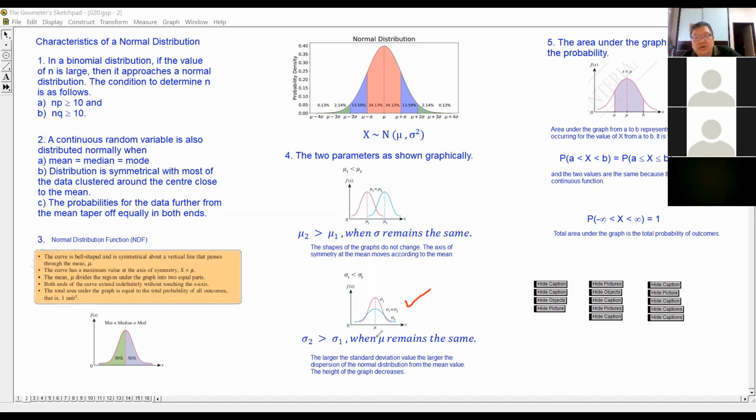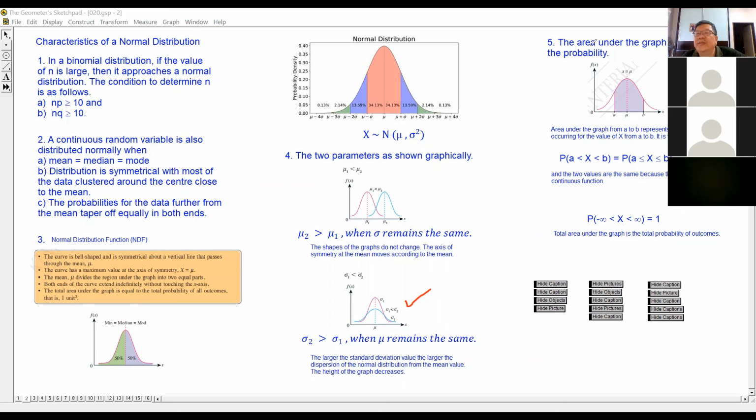So when sigma 2 is greater than sigma 1, it means the standard deviation of the second curve is bigger than that of the first curve. So the shape will be like this.